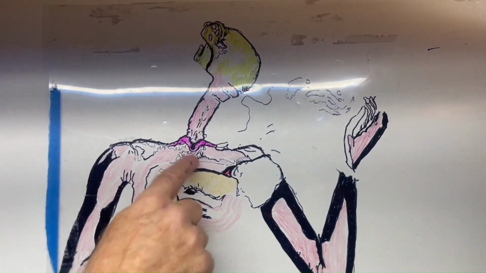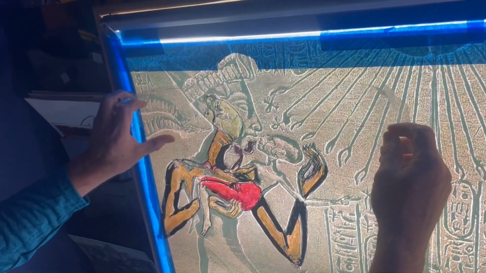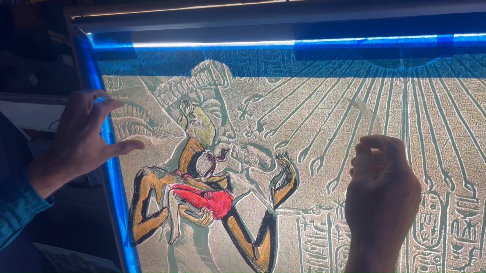So let's go down here. So now here's the serpent being impregnating the woman. There it is. Now let's put that up where it goes. You ready? You want to see supernatural? You want to see miraculous? You want to see only God could have done this?